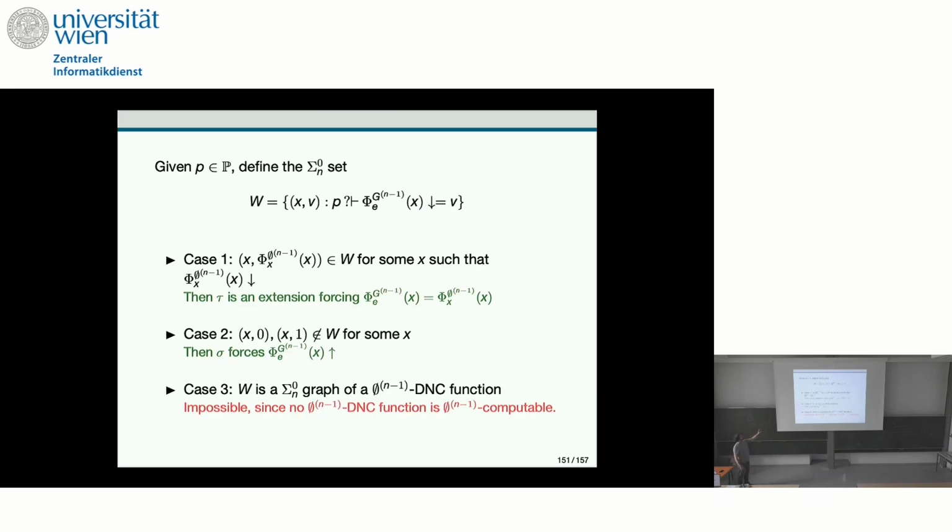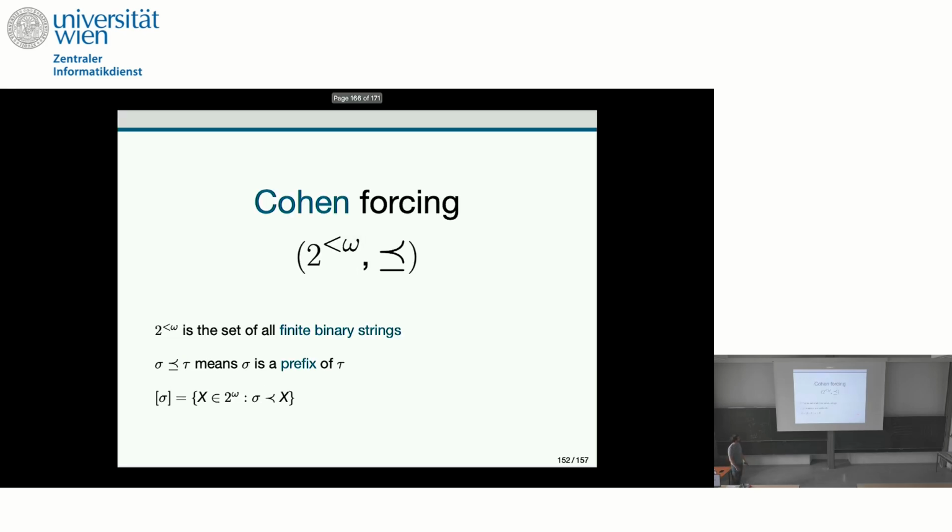It's either I can force to halt and not be DNC relative to 0 prime, or relative to 0 to the n minus 1, or there exists some input x so that both x0 and x1 do not belong to W, in which case, by merging, I force to be diverging. And last case is I am a sigma 0 n graph of a 0 prime to the n minus 1 DNC function, which is not possible. I'm going a bit fast because it's always the same arguments. It's still the framework taken abstractly.